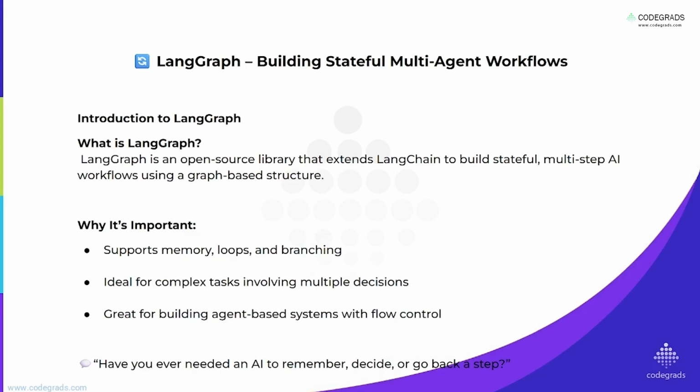Now, starting with LangGraph, it is about building stateful multi-agent workflows. We can build multi-agent workflows using LangGraph, and we'll see the introduction and what LangGraph is. By definition, LangGraph is an open source library that extends LangChain to build stateful multi-step AI workflows using a graph-based structure. Using LangGraph, we can create stateful, multi-step and branching workflows for LLMs using a graph-based architecture.